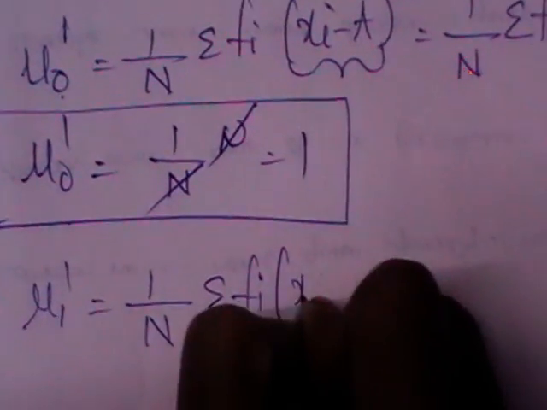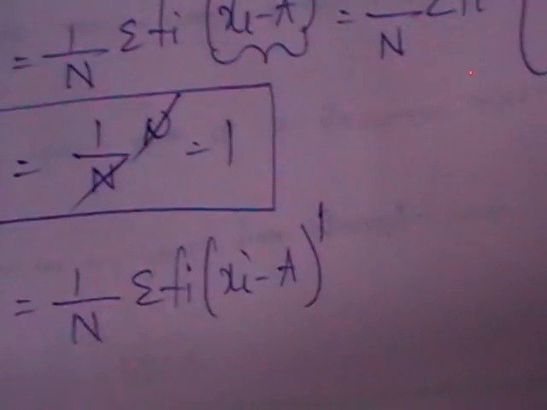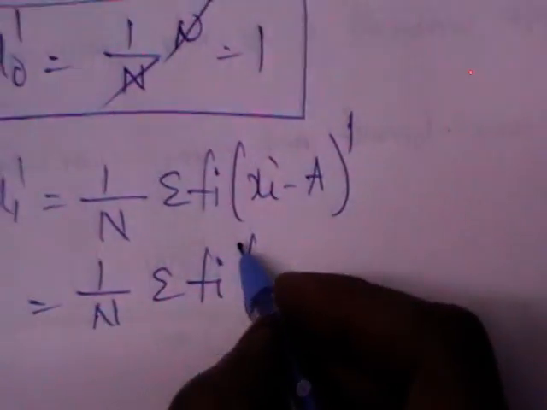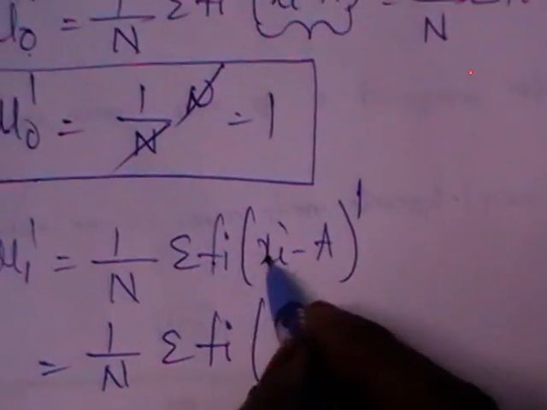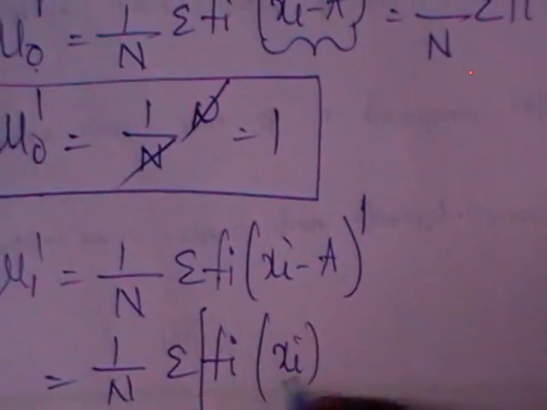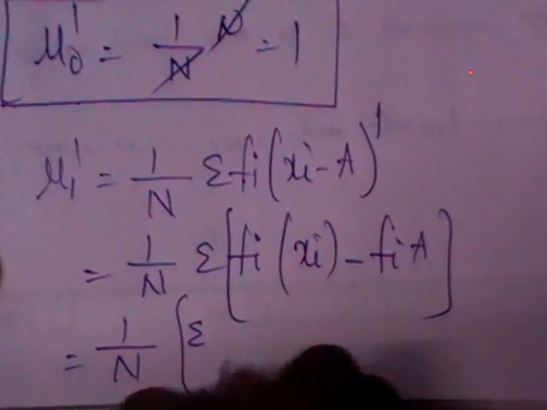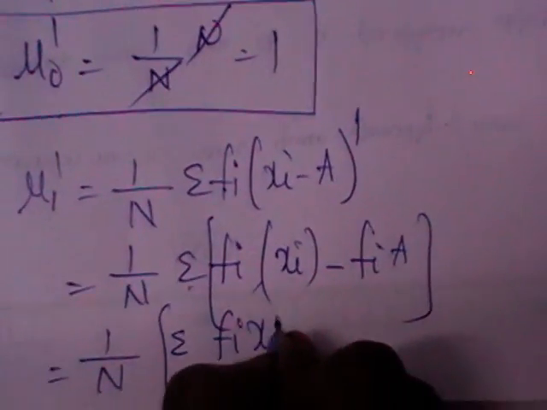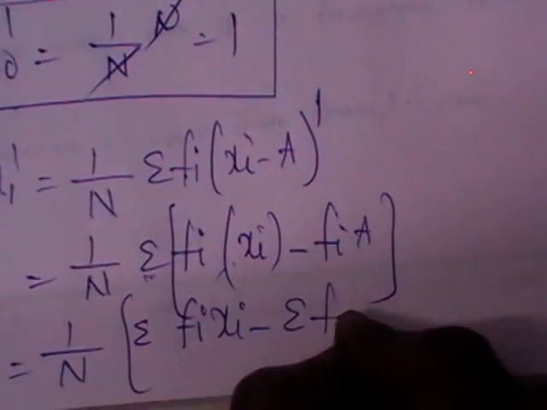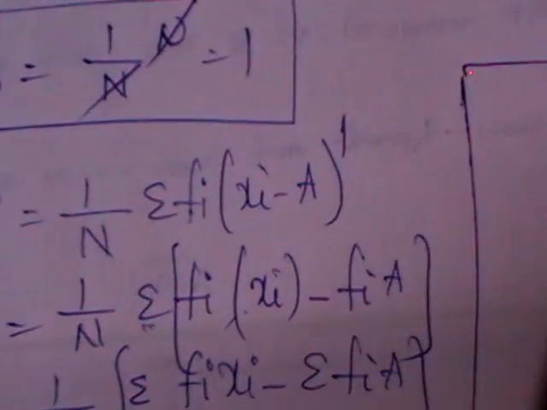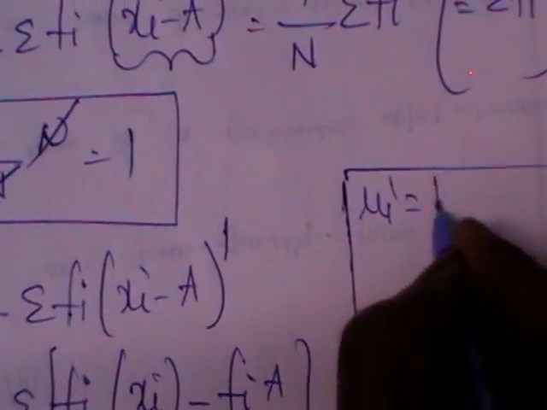sigma fi into xi minus a whole power 1. Here you replace r with 1. So 1 by n sigma fi into, you can multiply, fi xi minus fi a. So 1 by n sigma, this sigma is for the first term as well as for the second term, sigma fi xi, sigma fi a. As I said, sigma always runs on i. So you got mu 1 dash is equal to 1 by n sigma fi xi.